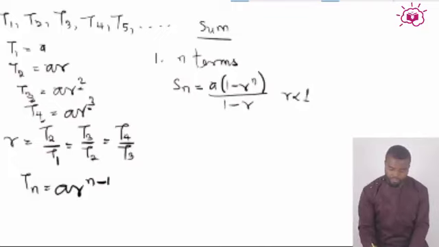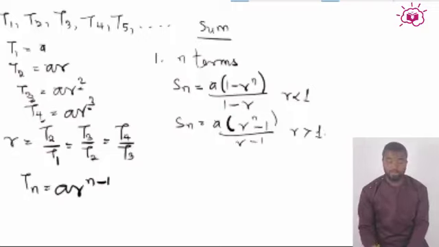is less than 1. And we have the second formula, Sn equals a into bracket r raised to power n minus 1 over r minus 1. This is when r is greater than 1.